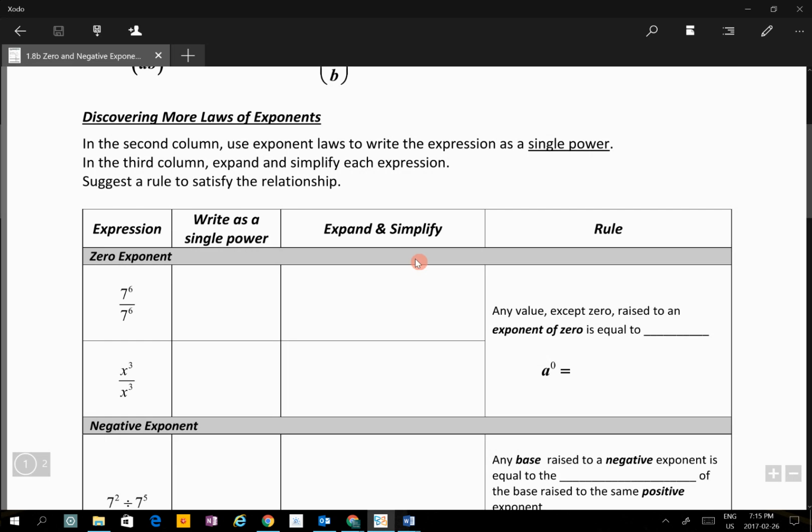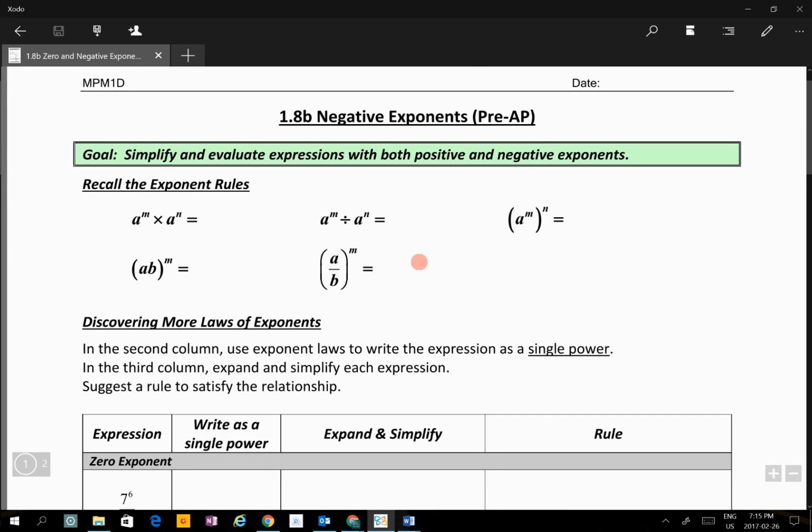Okay, so let's recall some of our exponent rules. The first one is the product rule. Where you have a to some exponent m times a to some exponent n, the product is rewriting the base a and adding their two exponents, m plus n. The quotient law is the division of two powers with the same base. So the result is the same base a with the exponents m minus n.